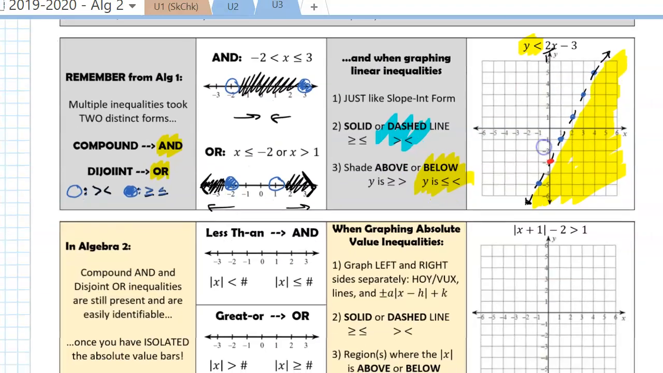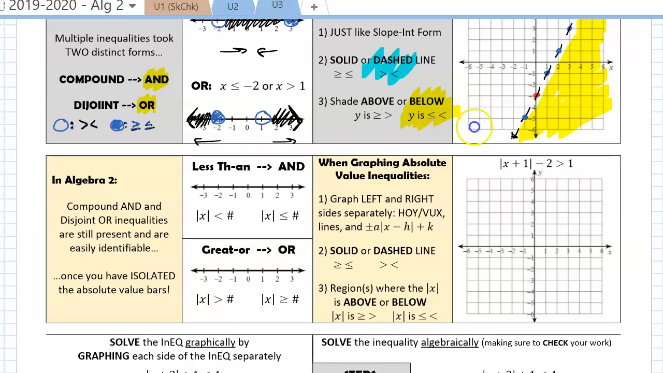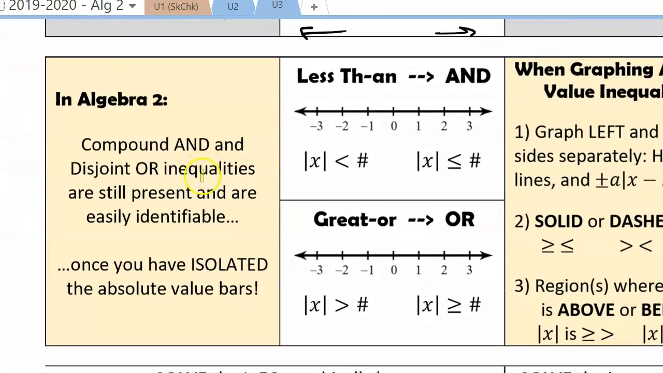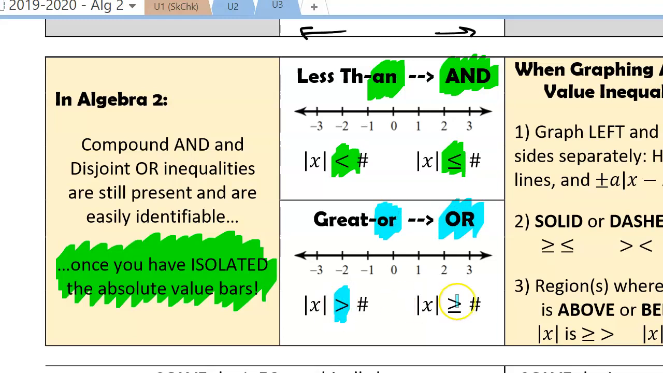Now, combining these two ideas, we can go ahead and apply this to solving absolute value inequalities. Much like in Algebra 1, and and or compounds are still going to exist. They're actually going to be relatively easily identifiable, so long as we've isolated the absolute value bars. So, I know that I have an and compound inequality when we have a less than inequality. It doesn't need to be, it could be less than or equal to. And we know that we have an or compound inequality when we have a greater than symbol. So whether it's greater than or greater than or equal to, we have these compound inequalities.